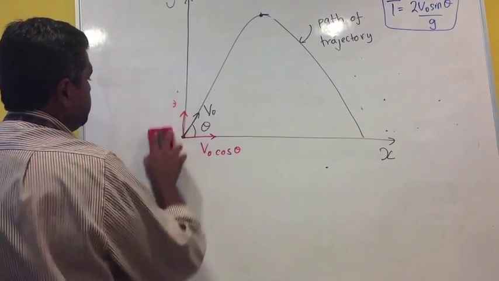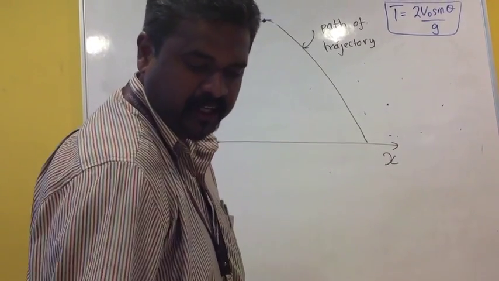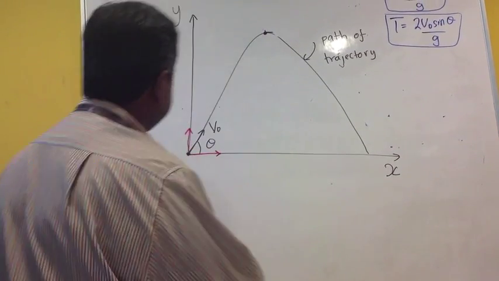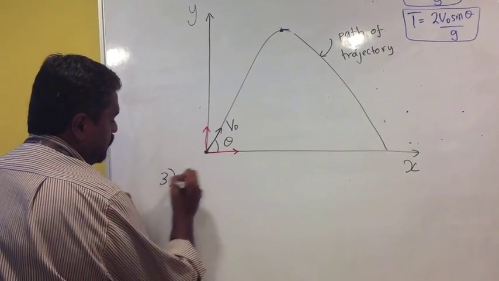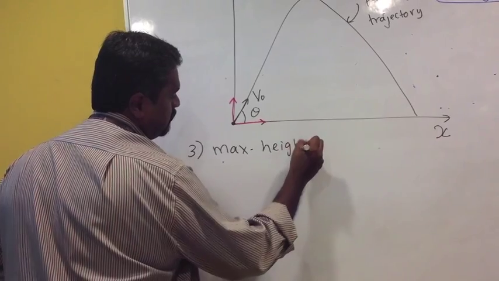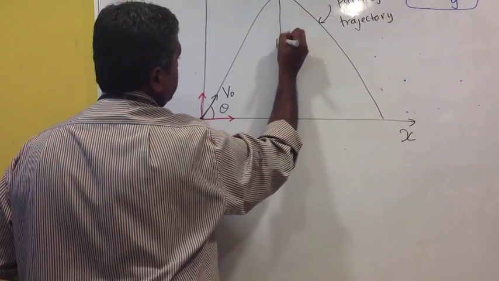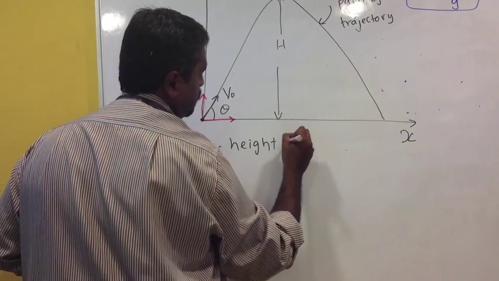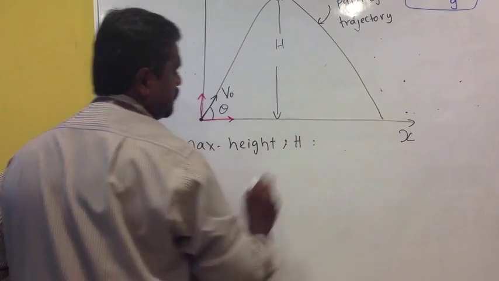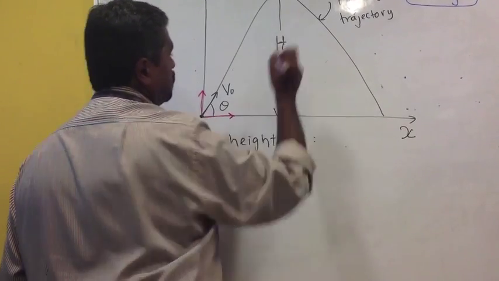I need a bit of space, so we'll just erase this off. Okay, the third property is that I want to find the maximum height. That means, what is this value here, h? How do I find h? How high did the object go?